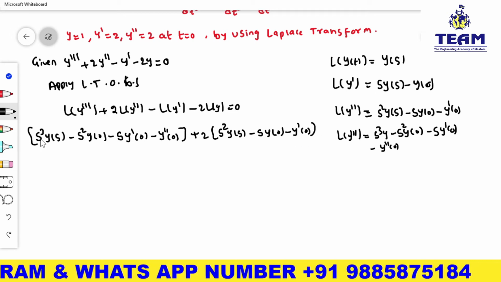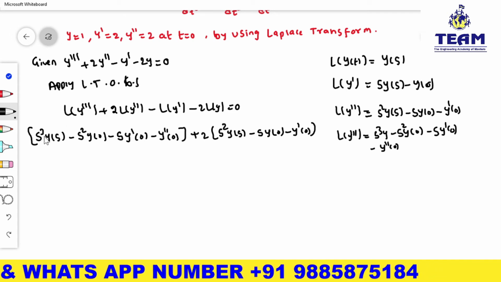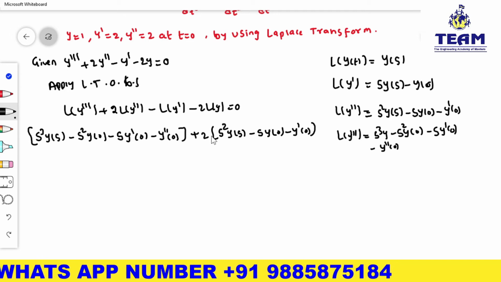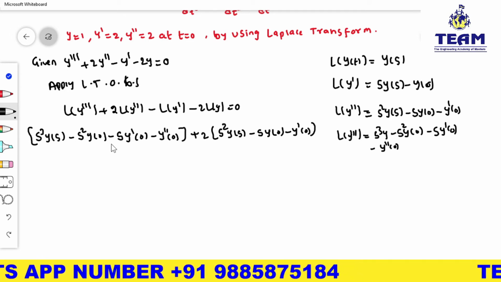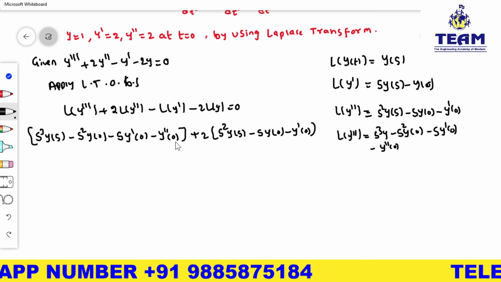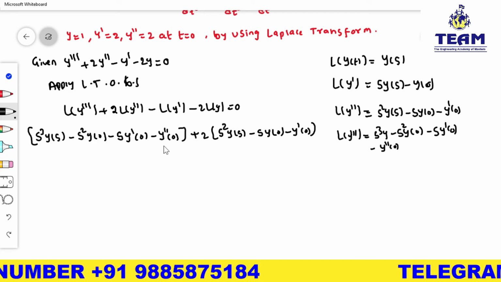Friends, here you observe, first you have L of y triple dash, so it starts with s cube. L of y double dash starts with s square. Whenever you have s cube, you will have Y of s, then y of 0, y dash of 0, y double dash of 0 coming alternately. For the first one only you have positive, the remaining are all negative. You have to remember it like this.